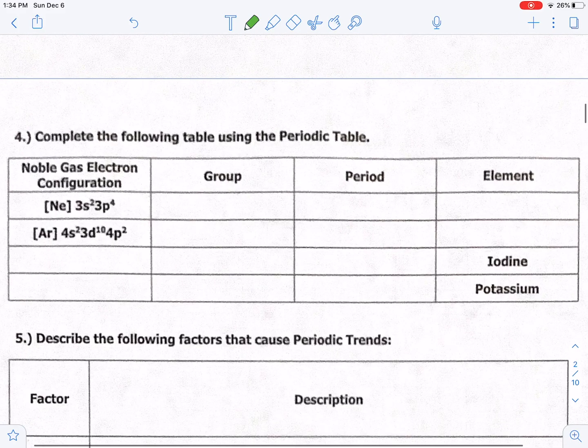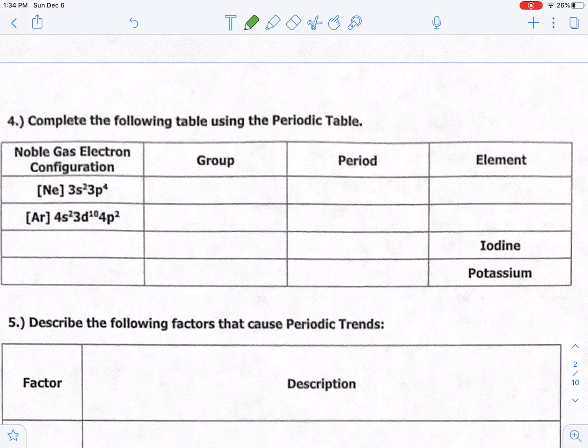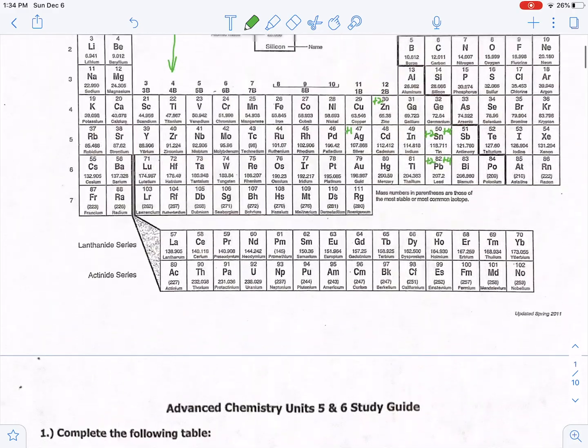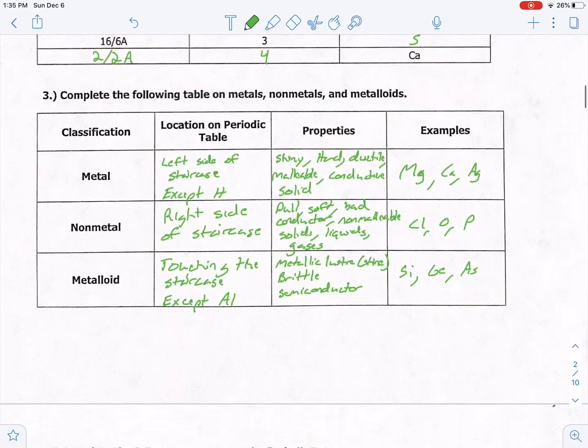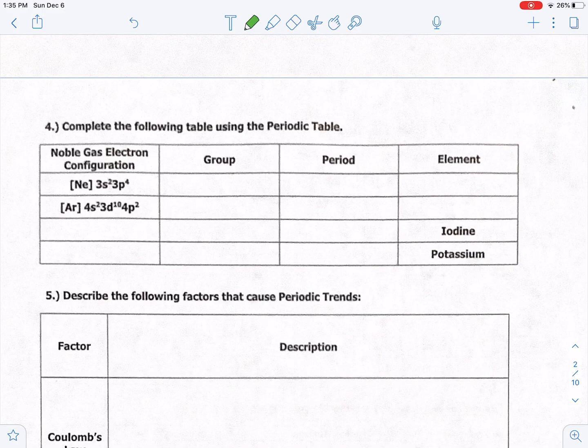Okay, so now we're going to look at completing the following table using the periodic table. So again, I would have that periodic table ready. So we can briefly go over electron configuration again, just to touch base on it. Okay, so going back to the periodic table, remember we had our groups 1s, 2s, 2p, 3s, 3p, and so on. Okay, so we're going to be seeing that again. Let's see what example we're going to be doing. So we're going to use neon. So this is the noble gas shortcut. So we're going to start at neon, go to 3s2 and 3p4.